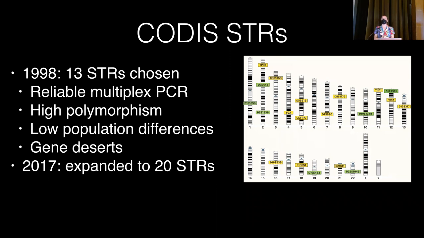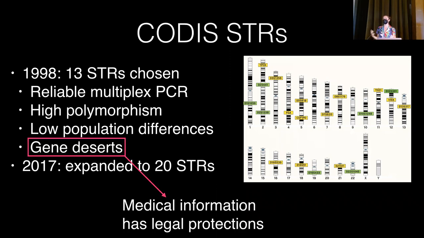Okay, but I want to return to this assumption about the gene deserts. This is a really important assumption for a legal reason, because medical information has legal protections. So the ways that these CODIS profiles are seized, stored, and shared assumes that they contain no medical information about the people they come from.